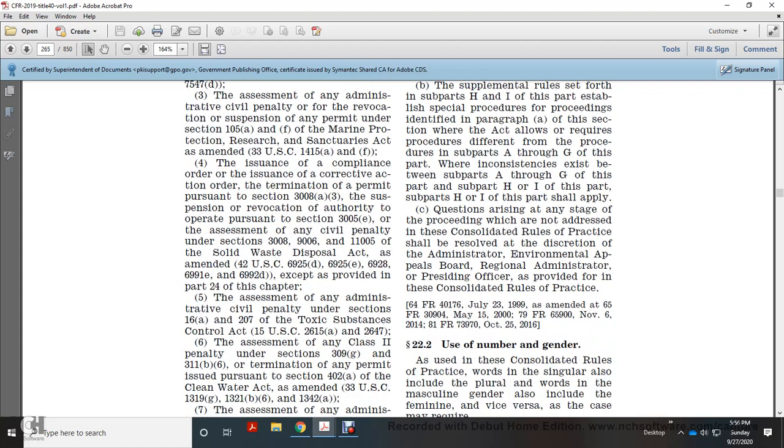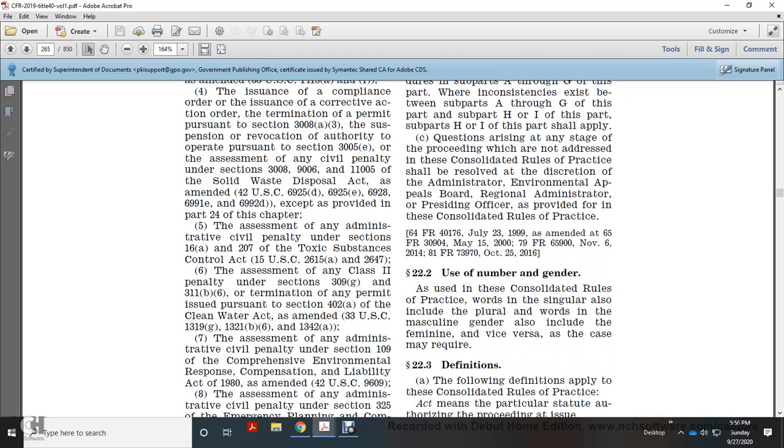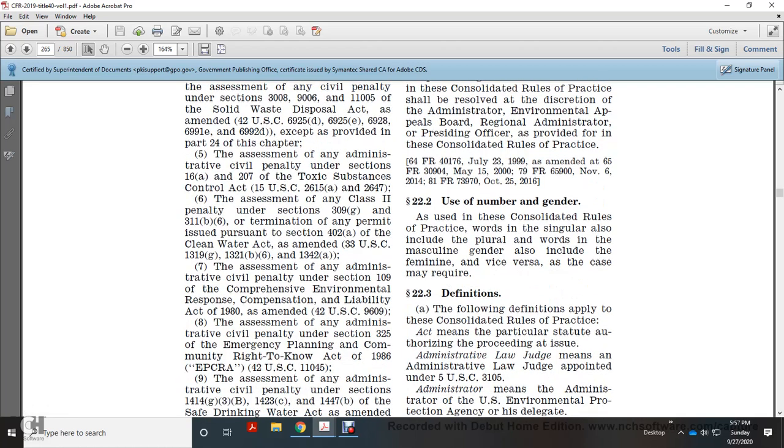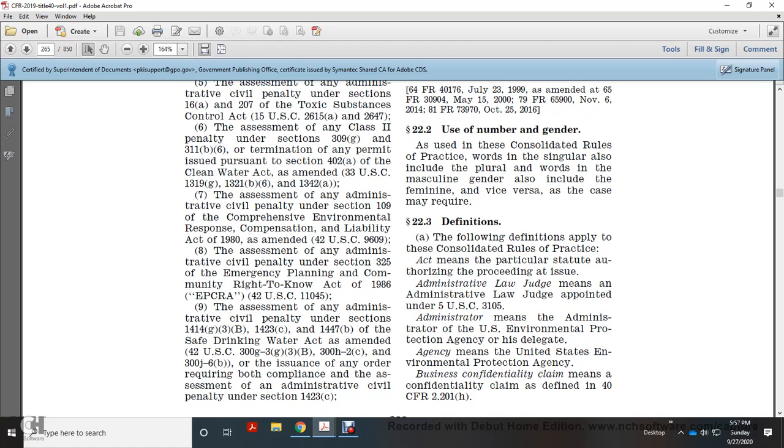Except as provided in Part 24 of this chapter, the assessment of administrative civil penalties under Section 16(a) of the Toxic Substances Control Act; the assessment of any Class II penalty under Sections 309(g) and 311(b)(6), or the termination of a permit issued pursuant to Section 402(a) of the Clean Water Act, as amended. The assessment of any administrative civil penalty under Section 109 of the Comprehensive Environmental Response, Compensation, and Liability Act of 1980, as amended, and under Section 325 of the Emergency Planning and Community Right-to-Know Act of 1986.